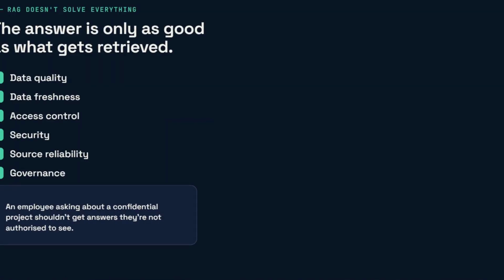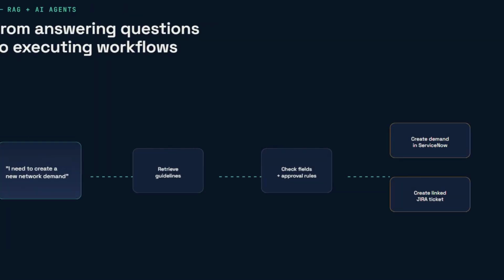RAG essentially works like this. First, retrieve relevant information. Then, give that information to the AI model. Then, generate an answer based on that retrieved information. Think of it like an intelligent research assistant.